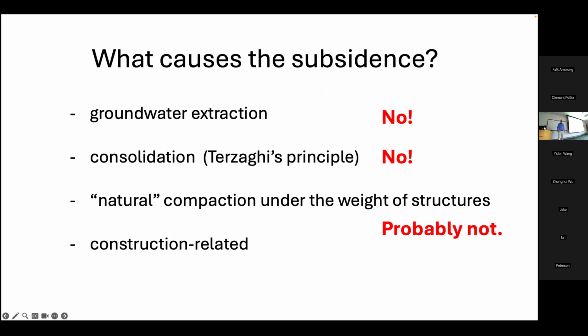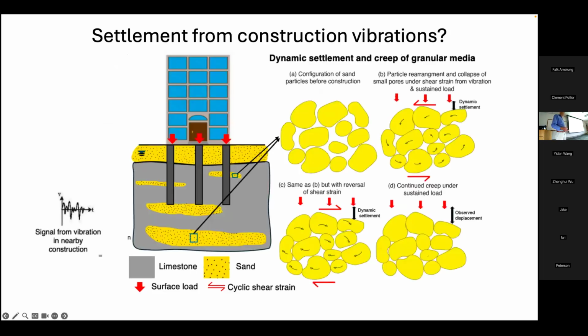Another possible explanation is natural compaction under the weight of the structures. That is somewhat similar to the consolidation. It happens if you have weak materials, but in places like Miami Beach, or the barrier island, the geology of Miami, it's very, very unlikely. So the most likely reason is that the subsidence is construction related. And so our hypothesis of what is happening is this.